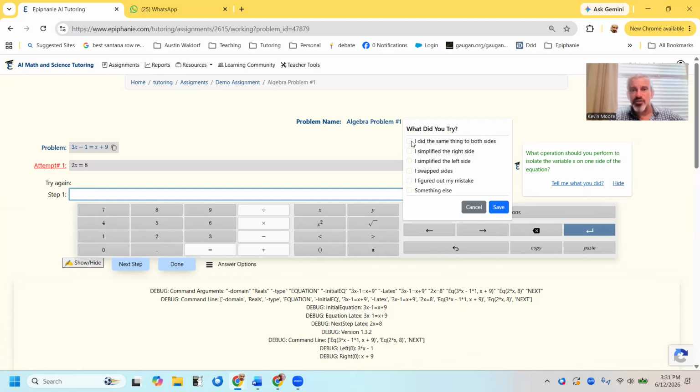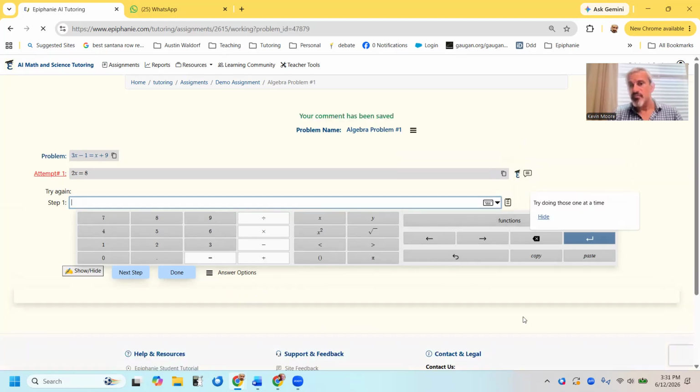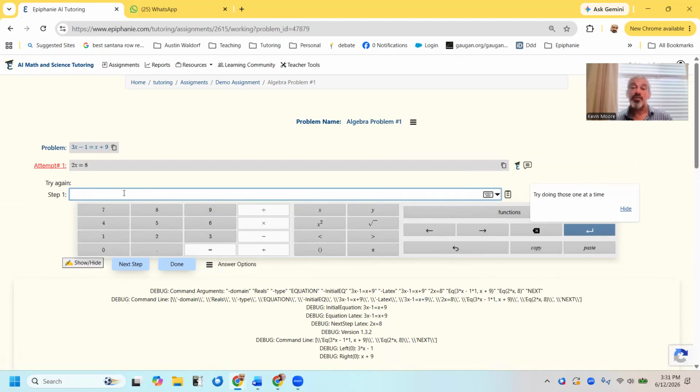And the student here could answer some questions. What did I do? I did minus x plus 1 on both sides, and then I simplified the left and right side. And, okay, it comes back, hey, try those one at a time. That's often a good piece of advice I give my students if they make little mistakes. It's easier and often faster to do it one step at a time.